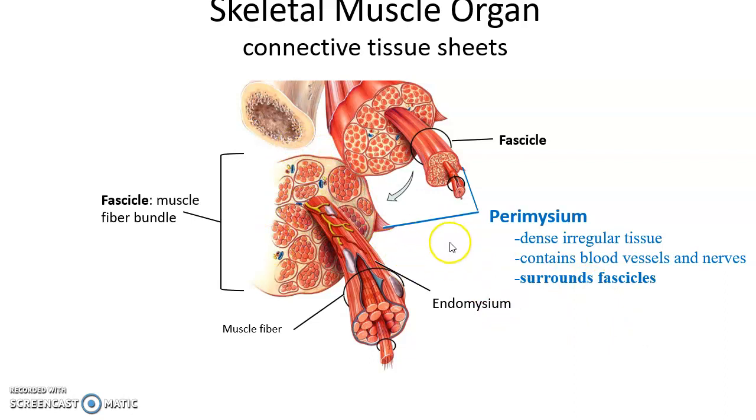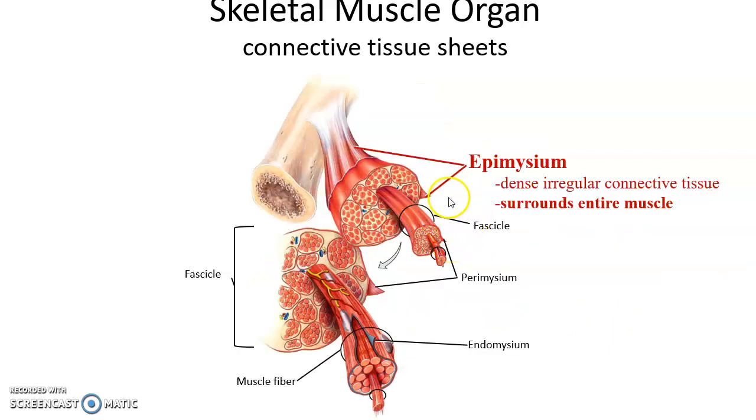And then from here, we move on to the epimysium. The epimysium is a sheet of dense, irregular connective tissue that surrounds the entire muscle, holding all the fascicles together and also additional blood vessels and nerves. So 3 layers of connective tissue: endomysium around each muscle fiber, perimysium around each fascicle, and epimysium around each skeletal muscle.